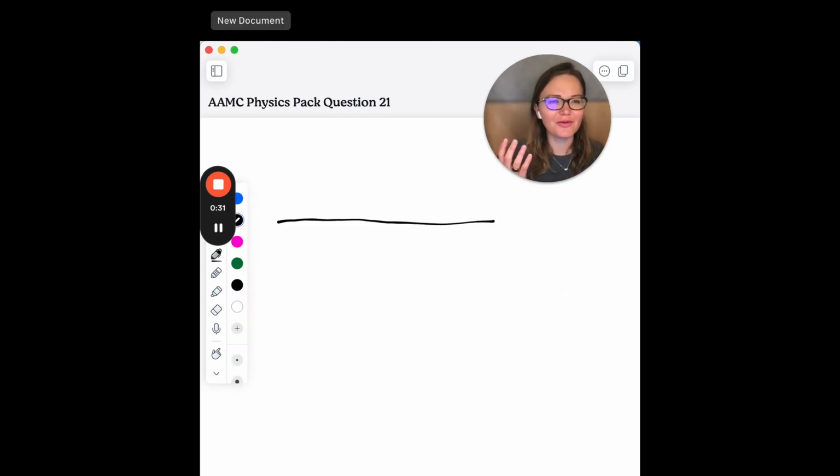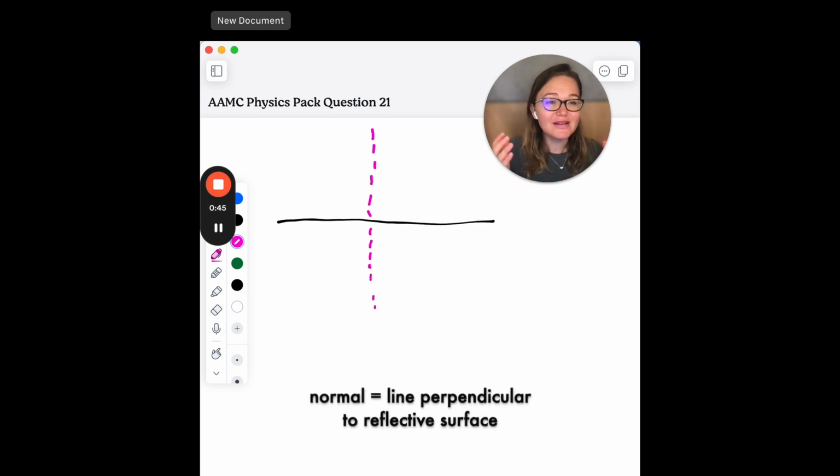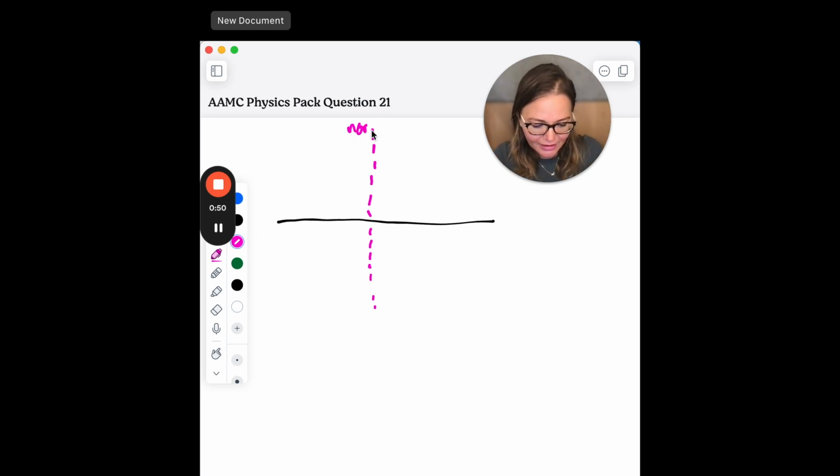Let's say I have a mirror. We all know that mirrors are reflective surfaces. So the first thing you're always going to do in these problems about reflection or refraction is draw the normal. And the normal is just a line. I usually draw it as a dotted line, but you can draw it as a solid line that's perpendicular to wherever your surface is. Okay, so this is going to be my normal line.